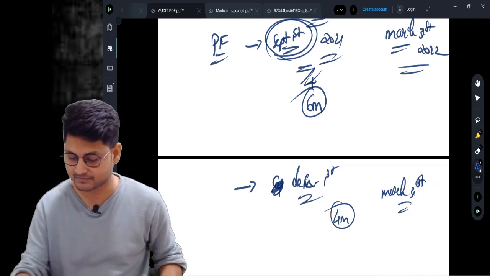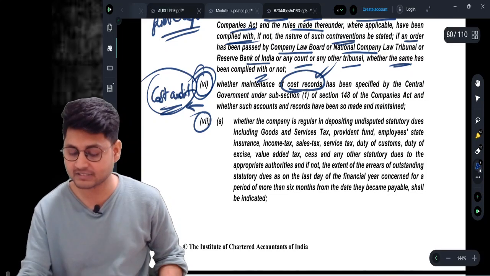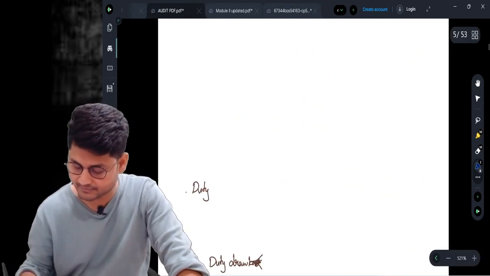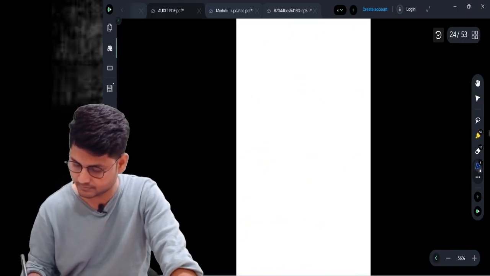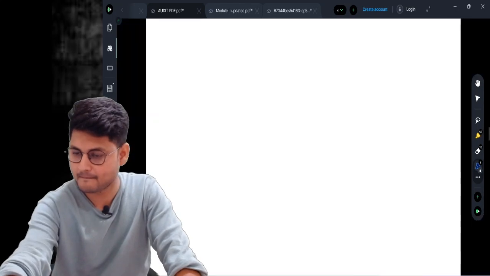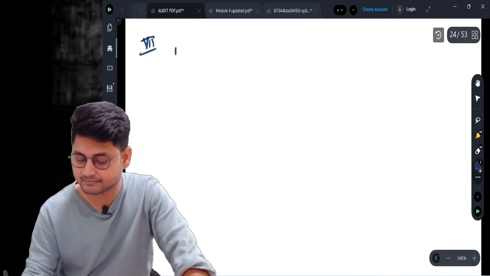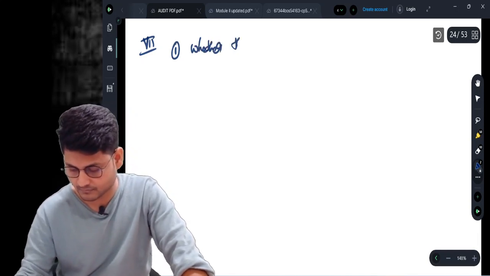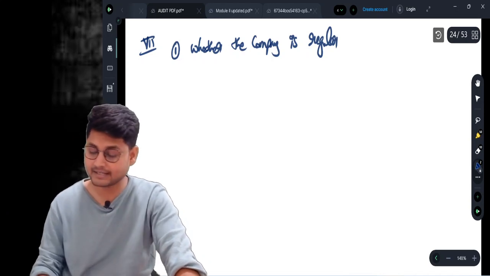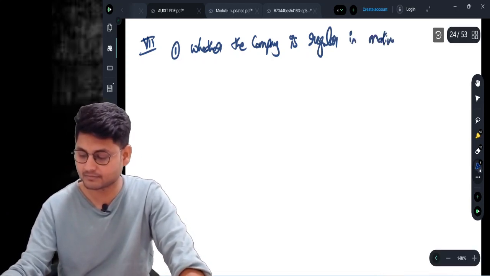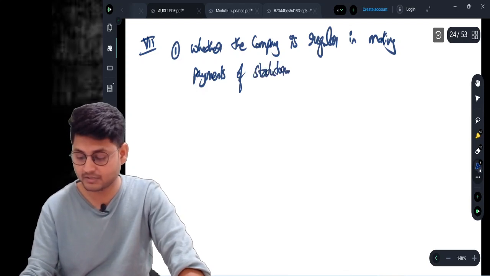Let us write some notes for it. Write the notes. Is the company regular in depositing? Which clause is this? It is 7. Whether the company is regular in making payments of statutory dues.